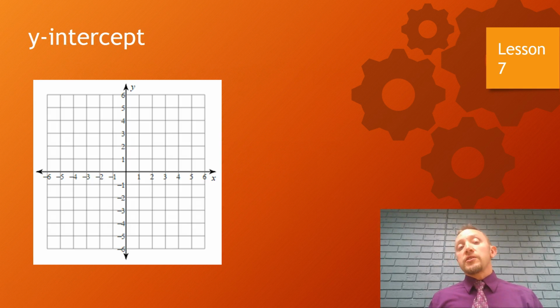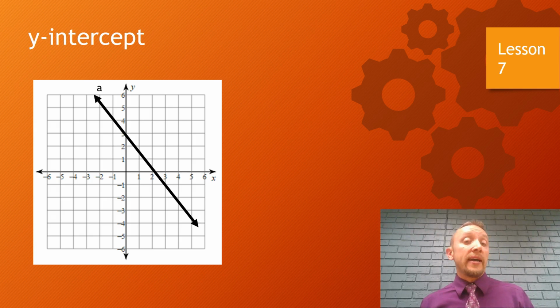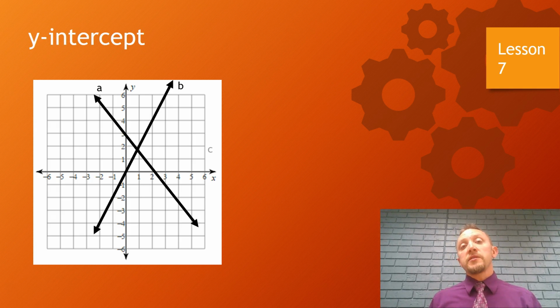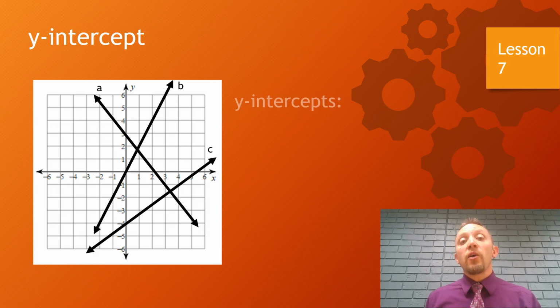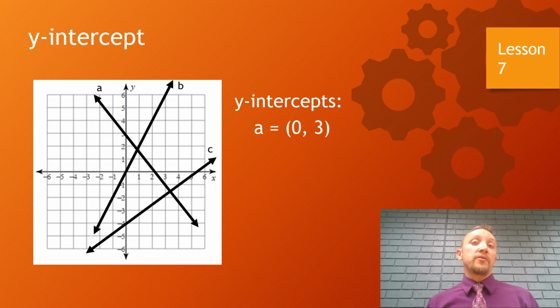So let's look at some other property. Let's look at these lines, actually. Let's look at 3 different lines in this lesson. We're going to look at lines A, B, and C. Now let's take a minute and let's look at where these lines cross the y-axis. Let's start with the A line. A crosses the y-axis where the y-intercept would be 3. So we're going to say it's the coordinate 0, 3.